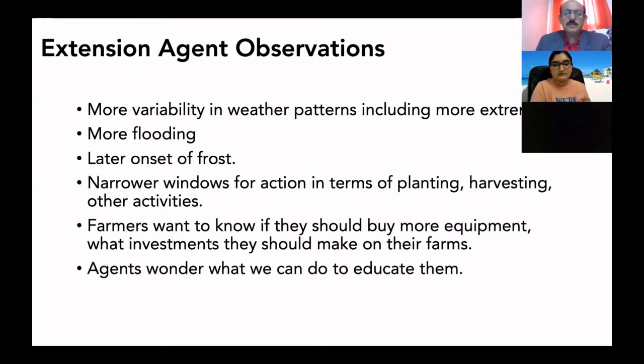In terms of what the farmers are observing and saying, the agents pointed out that the farmers feel like they have narrower windows for action in terms of planting, harvesting, maybe applying pesticides. So they have to make quick decisions about what they're going to do based on the climate and the weather that's happening. Farmers are curious if they should buy more equipment and what investments they should make on their farms. And agents wonder what we need to do to educate them. These are just some of the things that came up during these conversations, which were really productive.